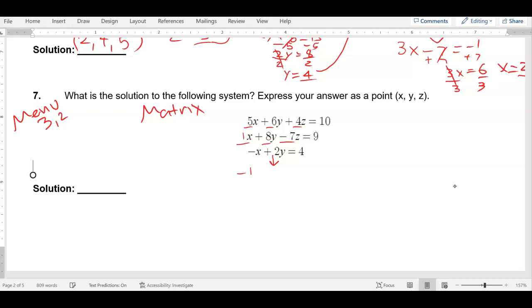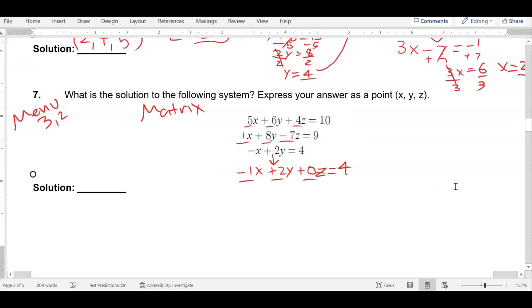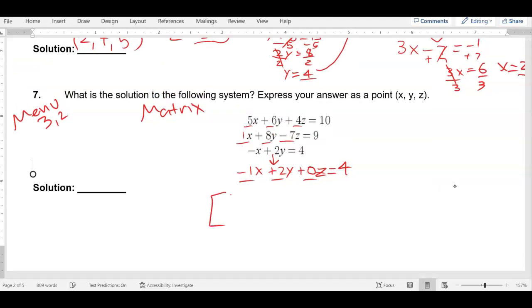So we got the -1x plus 2y. We have a missing z. What does that mean when z is missing? That means it's 0z. Okay? So on this one, it'll be -1, 2, 0. So I can write my 3 by 3 matrix as 5, 6, 4, 1, 8, -7, -1, 2, 0 for z. Inverse, and then 10, 9, 4.